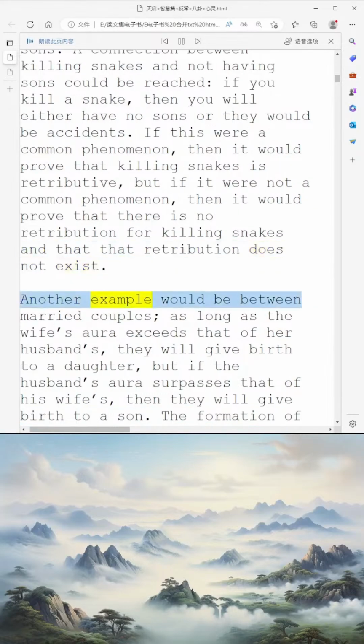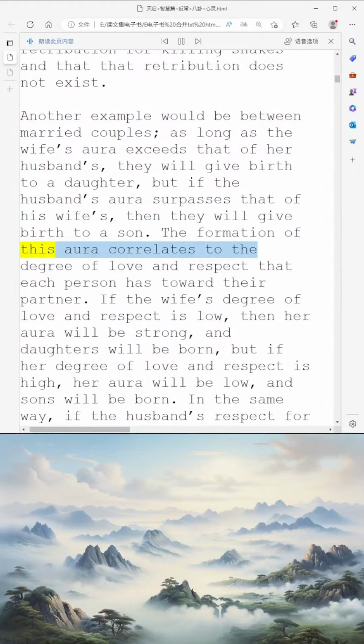exist. Another example would be between married couples. As long as the wife's aura exceeds that of her husband's, they will give birth to a daughter, but if the husband's aura surpasses that of his wife's, then they will give birth to a son. The formation of this aura correlates to the degree of love and respect that each person has toward their partner.